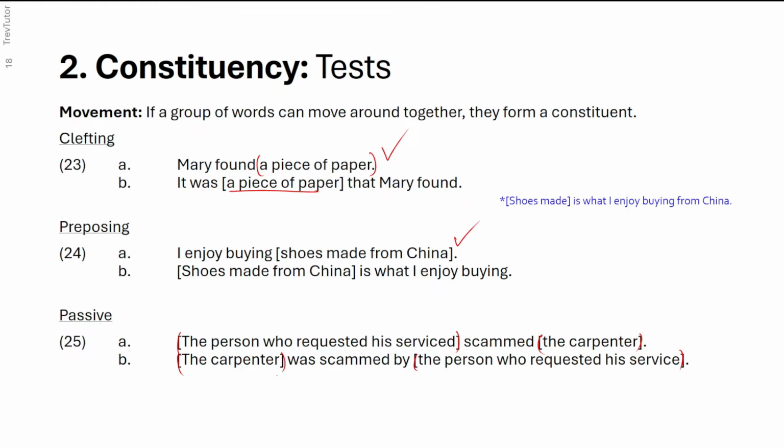So what the passive is doing is it's just putting a focus on the object instead of the subject. So in 25A, the person who requested his service, this is the main thing that we're talking about, while in B, the carpenter was scammed by someone. We're really putting our focus on the carpenter. We want to emphasize that the carpenter is like a victim in this case.